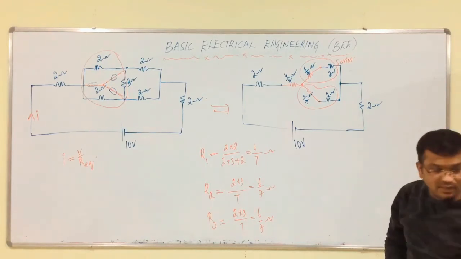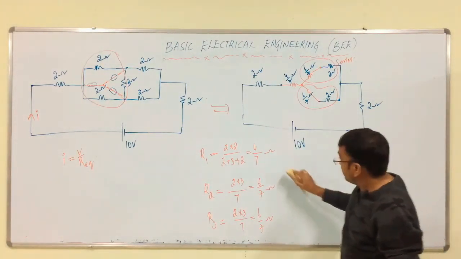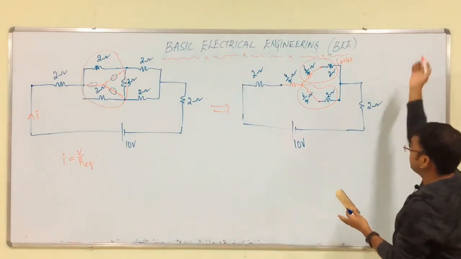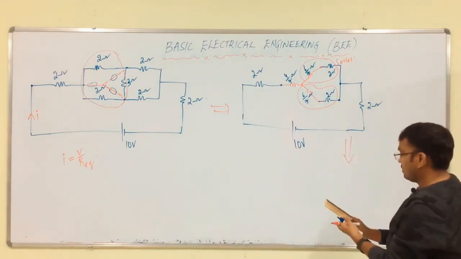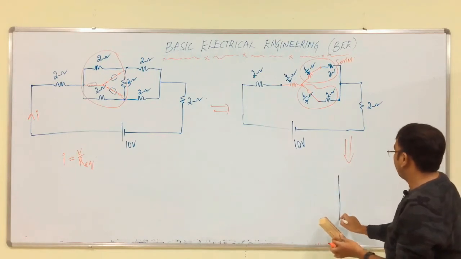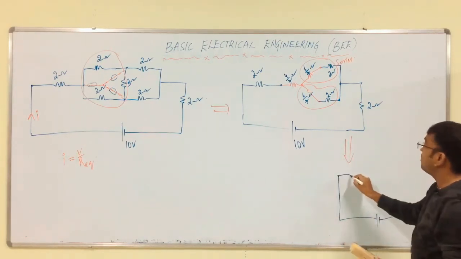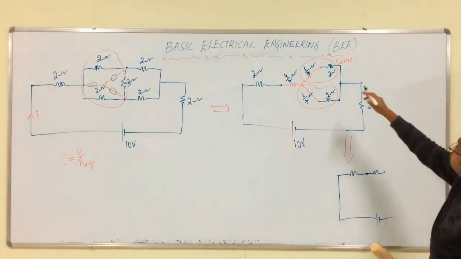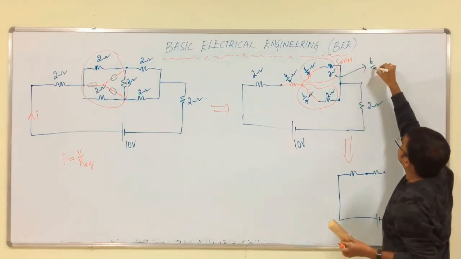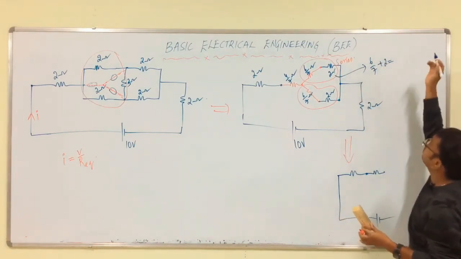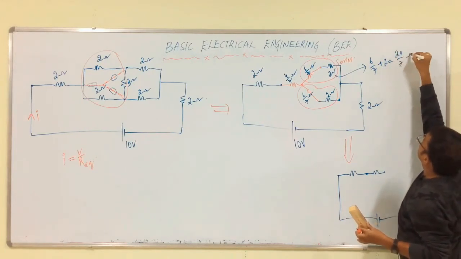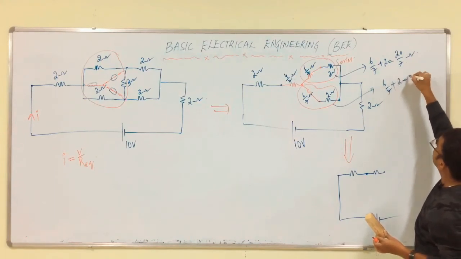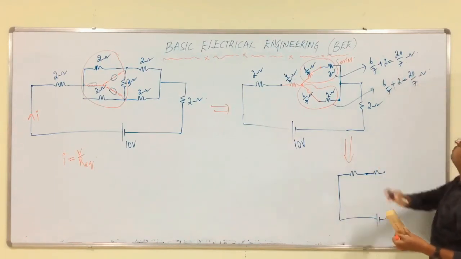Okay. Then the circuit becomes 2 as it is, 4 by 7 as it is, then 6 by 7 plus 2. From this 6 by 7 plus 2, which is equals to 20 by 7 ohms. So, from this 6 by 7, again 6 by 7 plus 2, which is equals to 20 by 7 ohms.